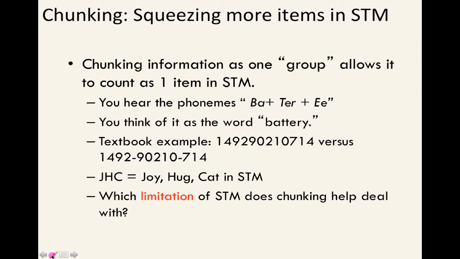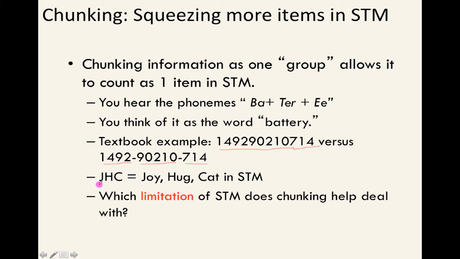Your textbook also has an example using this number. The number is long enough that it is greater than 7. It's going to be difficult for people to remember, but a way to get around that is you break it up into these 3 different chunks. So 1492 could be a year, a historical year. 90210, yeah, right, a zip code, the TV show. And then 714, the area code, Orange County, I think, right? So this large string of numbers can be broken down into 3 familiar things.